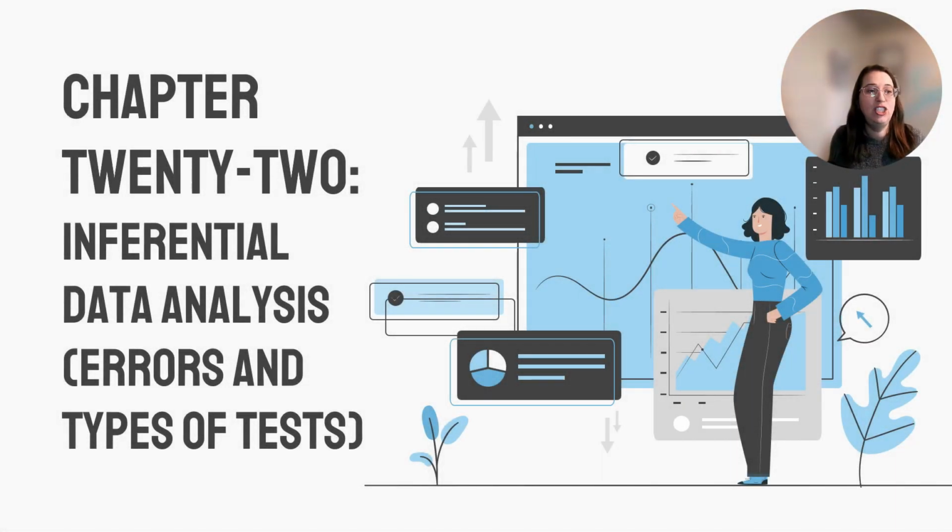Okay, so let us dive into the second half of chapter 22. In this section, we're going to look at the difference between type 1 and type 2 errors, and also what some of the tests of significance are. When we have different groups or different interventions, what kind of tests do we use to look at differences between groups or differences between individuals?